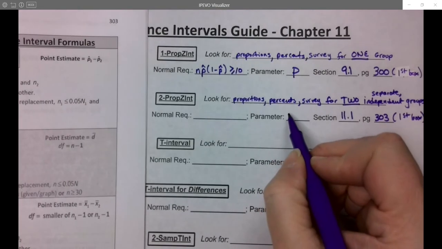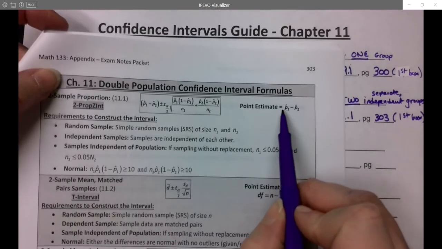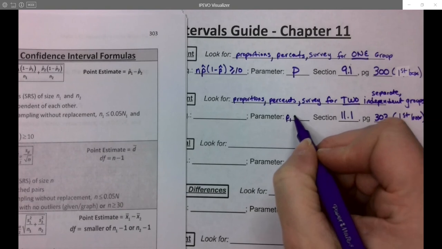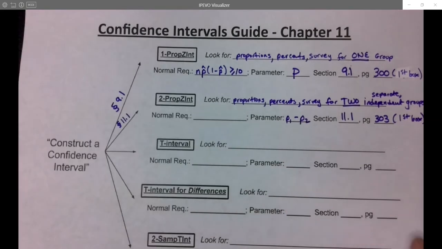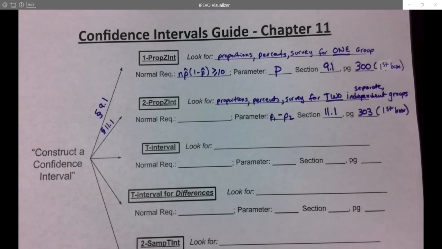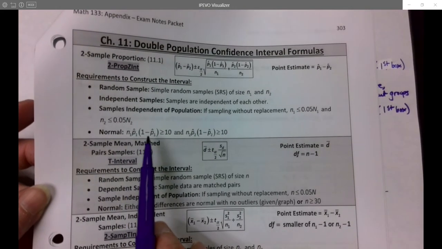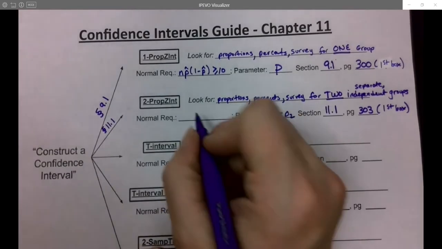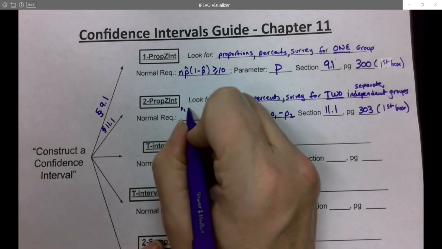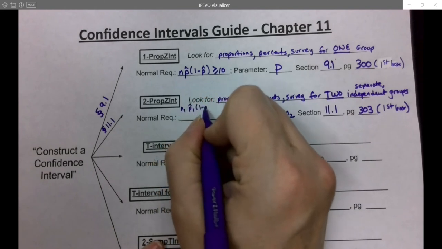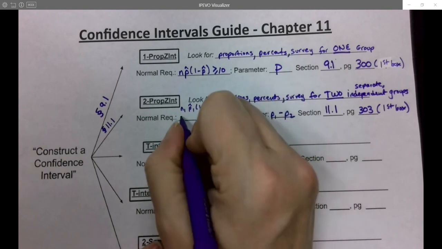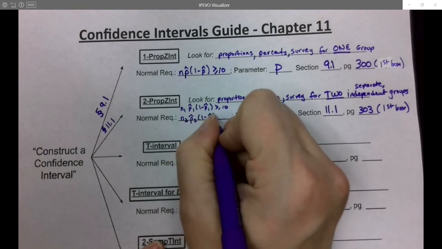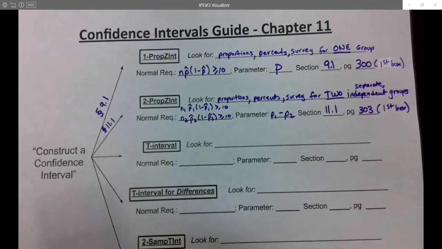Okay, so this is for the parameter P1 minus P2. So you're trying to figure out where the difference in proportions is. So it's the proportion in the first group minus the proportion in the second group. So it's the difference in the population proportions. And the normal requirement is a little bit larger. You need to do what we did for Chapter 9, but you need to do it twice. You need to do it for each separate group. So you need N1, your sample size for group 1, times P1 hat times 1 minus P1 hat to be greater than or equal to 10. You also need N2, P2 hat, 1 minus P2 hat to be greater than or equal to 10. So you need both of those things to be true.